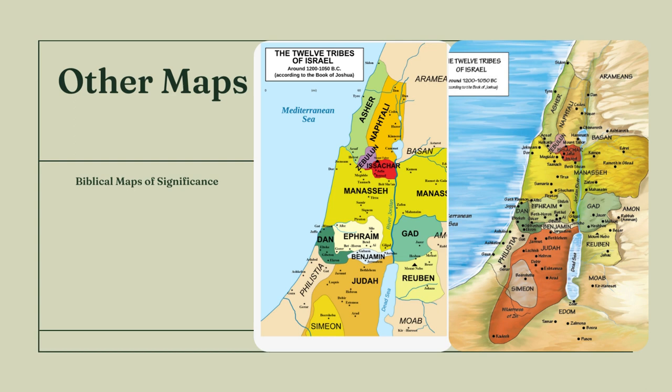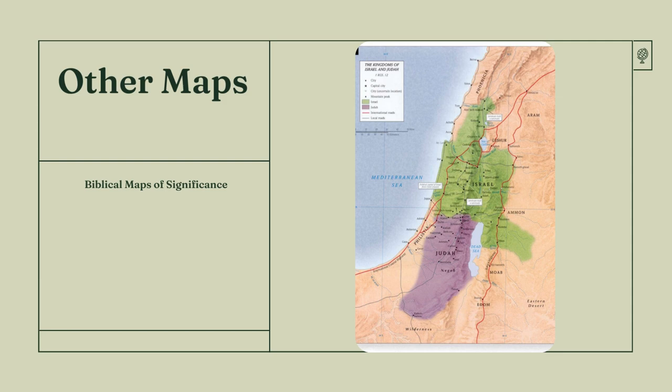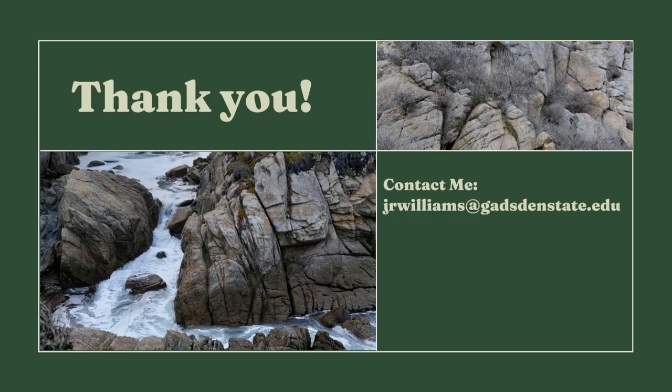Another map is the divided kingdom. You can see Israel to the north, Judah to the south. And of course, Judah falls later, Israel falls earlier. And we will get to that portion when we talk about the prophets and the history past King David and the divided kingdoms.